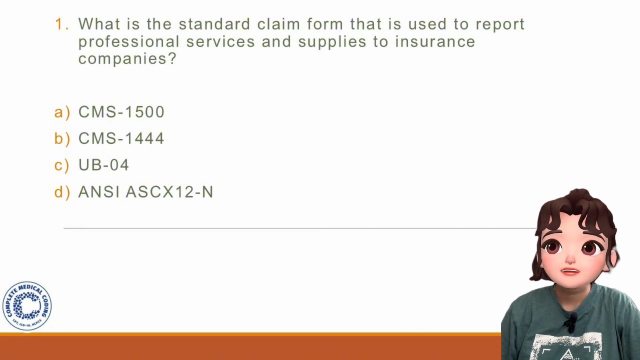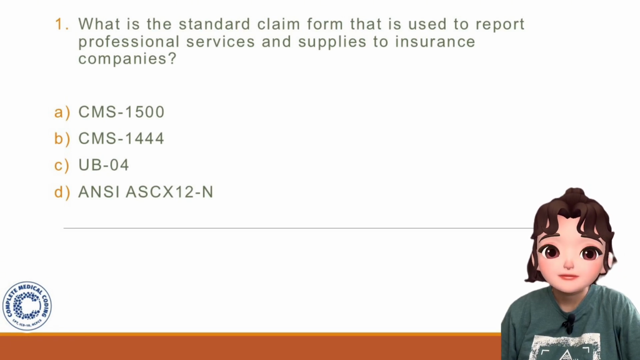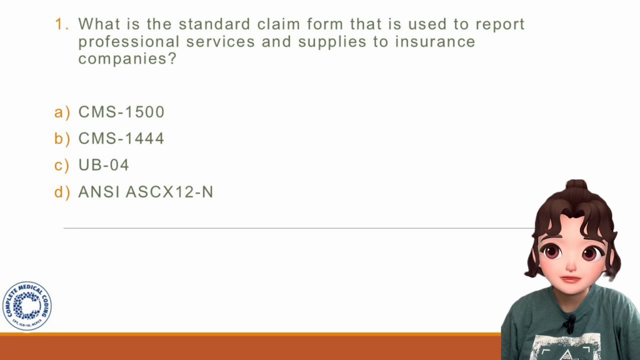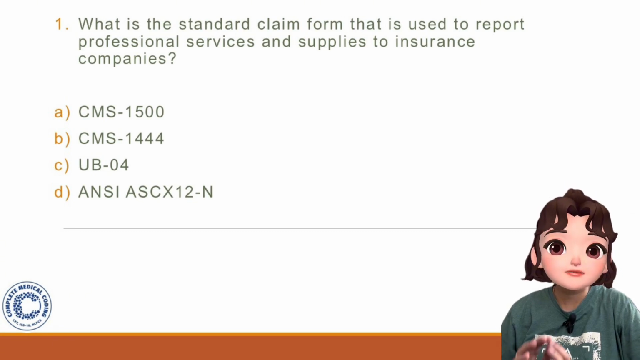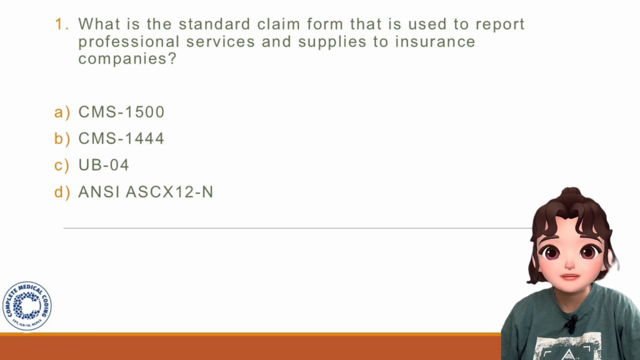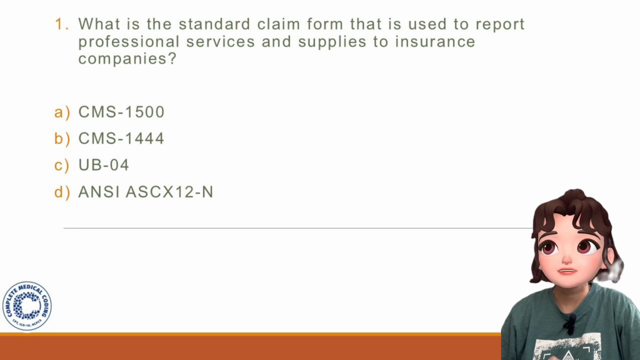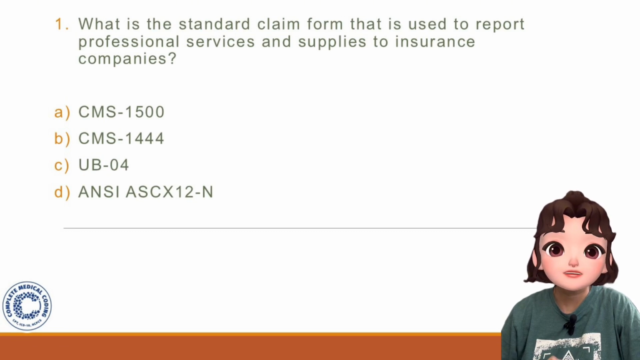First question, what is the standard claim form that is used to report professional services and supplies to insurance companies? So friends, these questions are based on US claims. As the CPC coding certification is from AAPC US. So what is the standard claim form? And this is globally accepted. These are the standard questions, the general insurance related queries and questions. So what is the standard claim form that is used to report professional services and supplies to insurance companies?